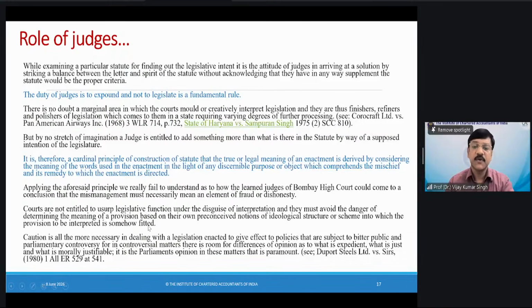Any questions till this point? Legislate means to enact or make the law. That is called legislate. So courts are not supposed to legislate. They cannot make laws. They have to interpret the laws.